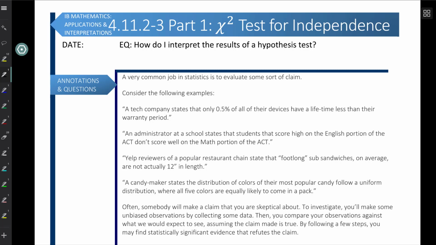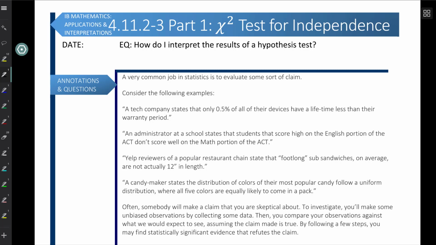Here's one that's maybe a little bit nearer and dear to all of our hearts. Yelp reviewers of a popular restaurant chain state the foot-long sub sandwiches, on average, are not actually 12 inches long. Are you getting shortchanged on your sub sandwich? Do you need to open up a class action lawsuit to the benefit of all humanity to make sure that you are getting your foot-long sub as advertised? We could do a statistical test by collecting some good, solid, unbiased data and assess this claim.